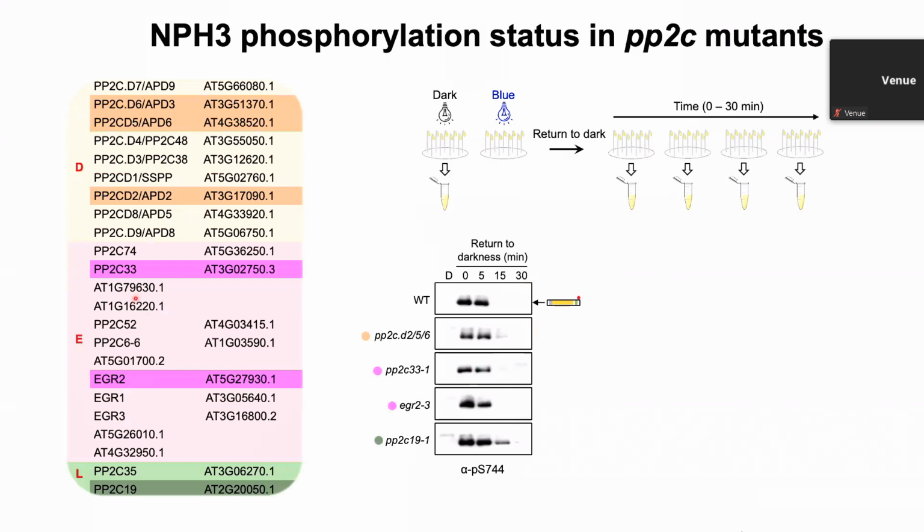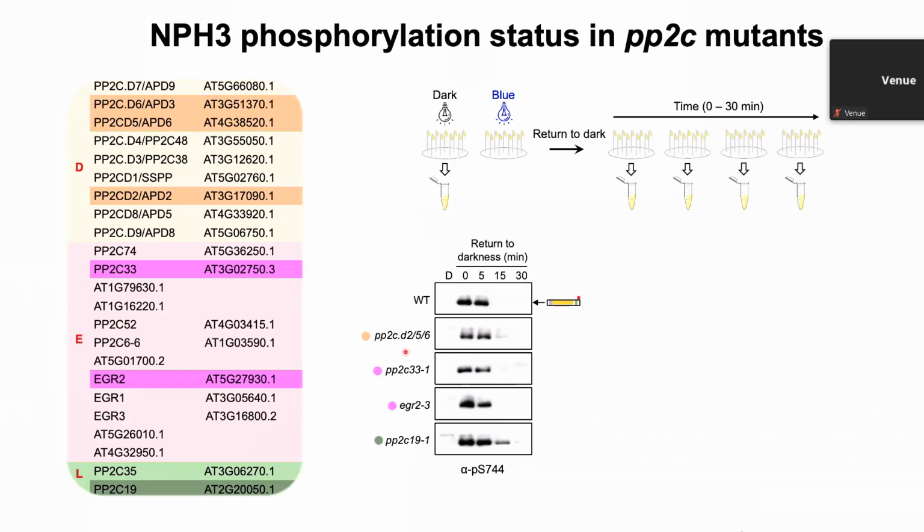So we're going to focus on clade D, E, and L here. We've got mutants whereby we're going to check whether they're altered in phosphorylation status. For this experiment, we're treating seedlings with light, and then putting them back in the dark and assessing S744 phosphorylation status over a duration. You can see here the phosphorylation status of S744 is basically dephosphorylated and restored after 15 minutes.